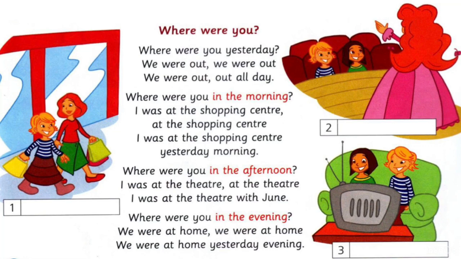Where were you? Where were you yesterday? We were out, we were out all day. Where were you in the morning? I was at the shopping center, at the shopping center. I was at the shopping center yesterday morning. Where were you in the afternoon? I was at the theater, at the theater. I was at the theater with June. Where were you in the evening? We were at home, we were at home yesterday evening.